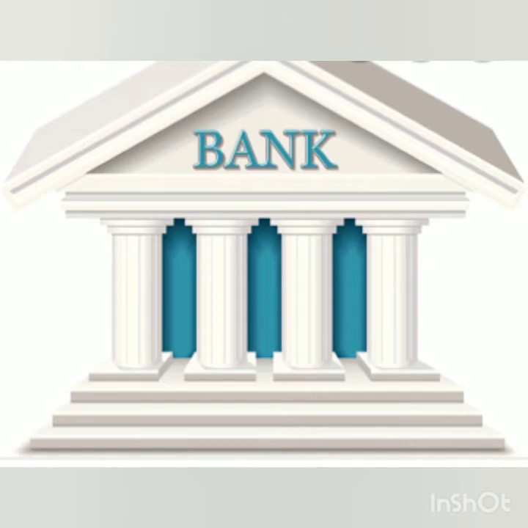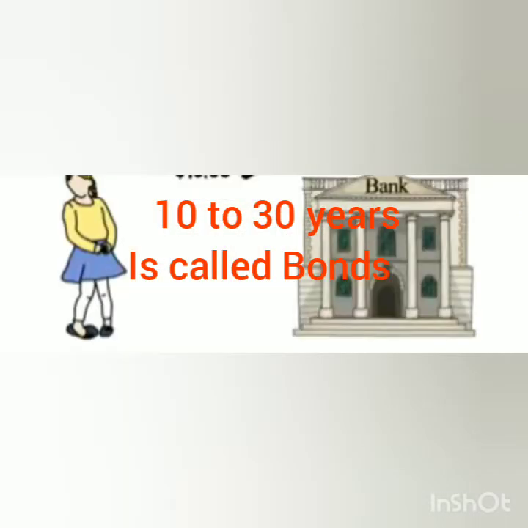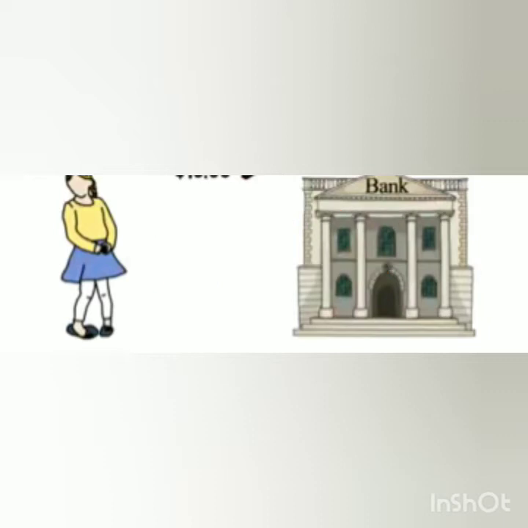All right, bonds that mature from 1 to 10 years, we call them notes. And then bonds that mature in 10 to 30 years, we just call those bonds. So less than 1 year we call commercial paper or commercial bills. More than 1 year, that is 1 to 10 years, we call them notes. And then 10 to 30 years, guys, we just call them bonds.